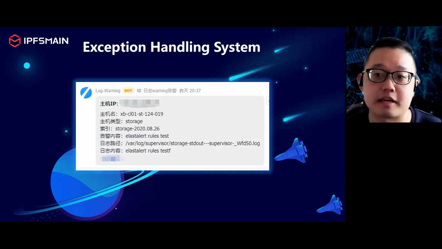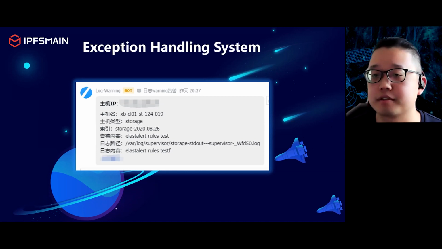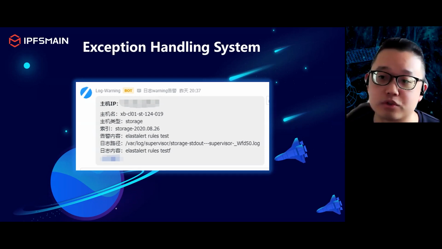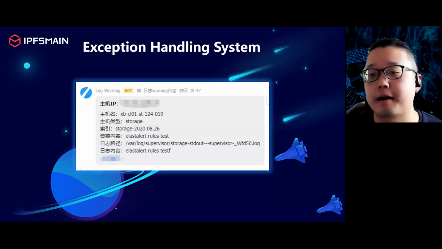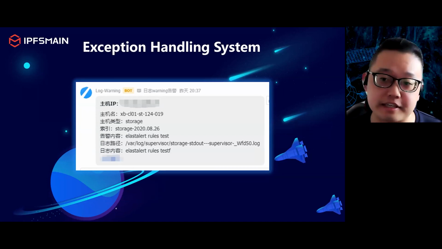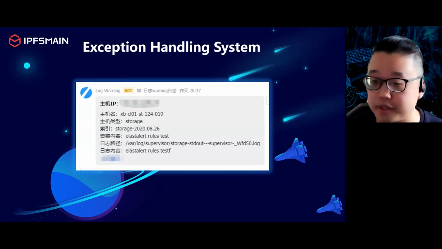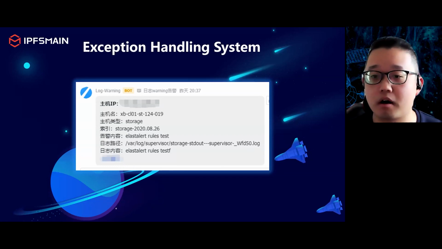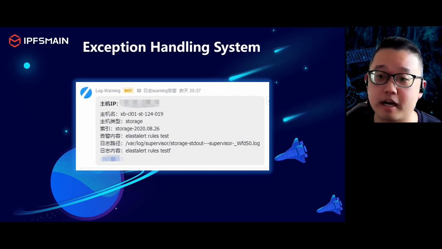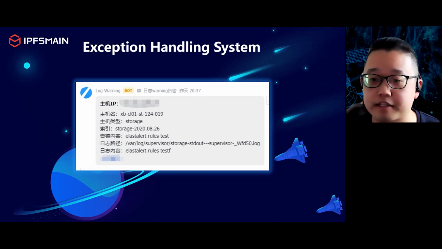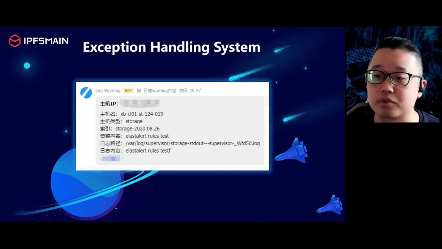This is our exception handling system. The system catches all the exceptions through logs and notifies O&M personnel to deal with them. If there are any advanced exceptions like synchronization exception or WindowPOST exception, the system will call the corresponding O&M personnel through the phone interface and ask them to deal with the exception.